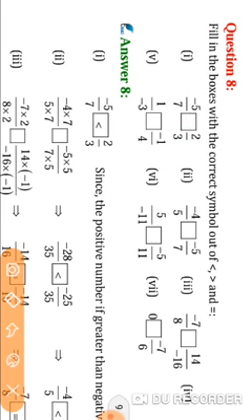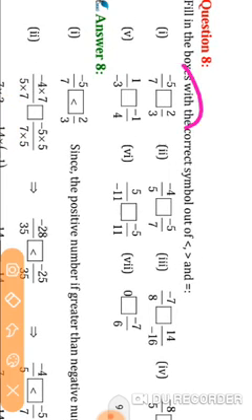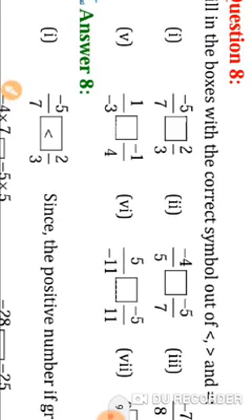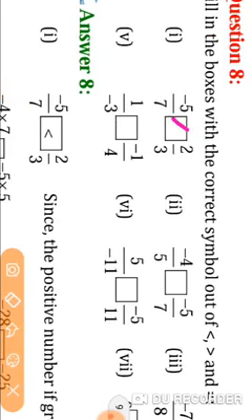So 7 threes are 21. Instead of checking the 21, first we have to check whether both are negative or positive. If one is positive and one is negative, since 2 by 3 is positive, the positive one is always greater. So less than we have to write.